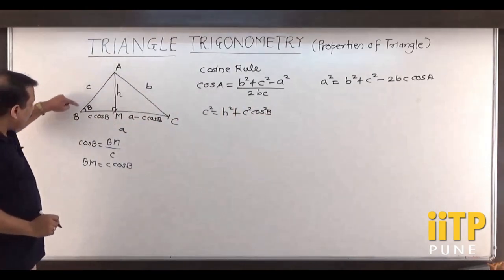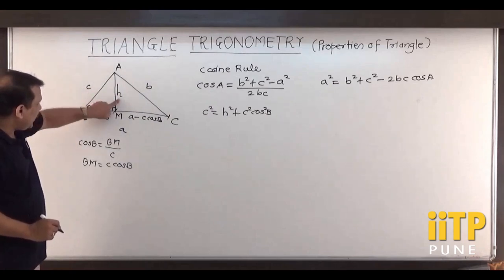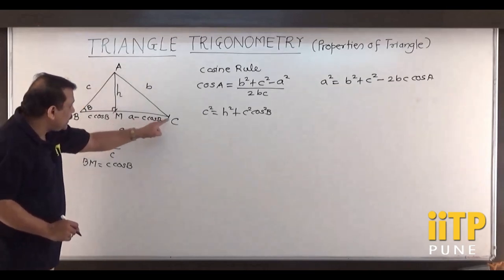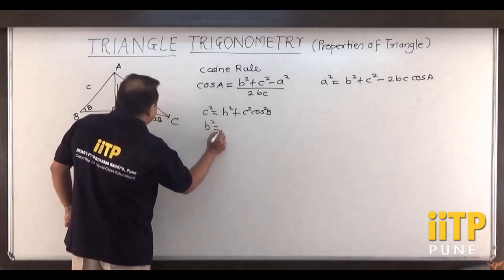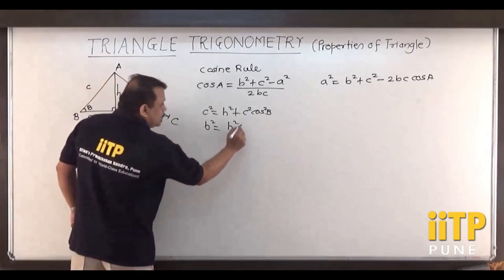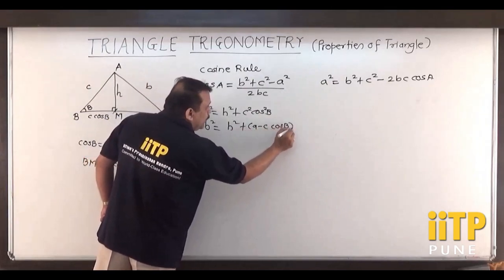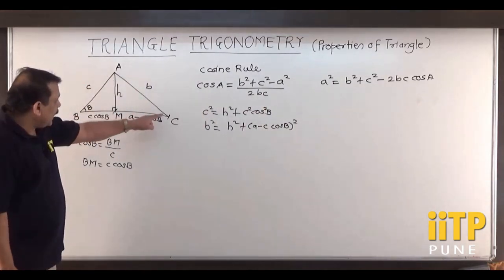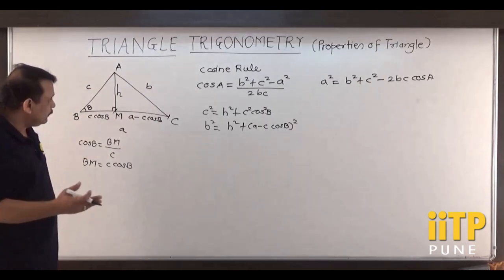So this is in triangle ABM. What I have is c square equals h square plus c square cos square B. Similarly, in this right angle triangle AMC, b square is equal to h square plus (a minus c cos B) whole square. So in this right angle triangle, Pythagoras theorem is applied once again.